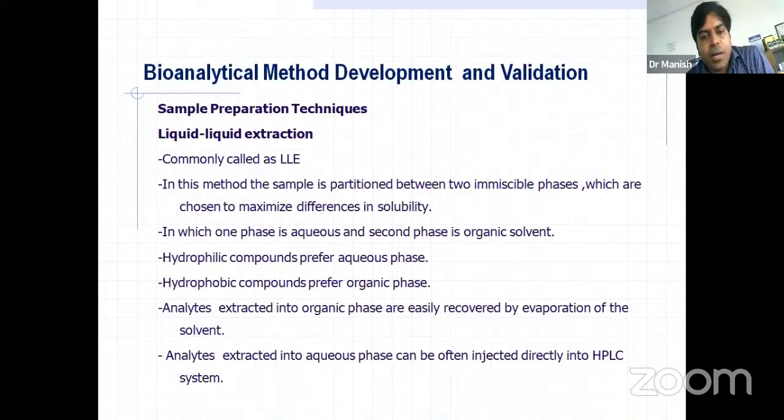Organic solvents have a property of evaporation. So once they get evaporated, we can easily reconstitute the surface adhering drug molecule with the mobile phase, and then inject it into the HPLC. So this is regarding the LLE method. In the LLE method, we use immiscible solvents to extract the compound of interest, whether it is soluble in the aqueous or organic phase.